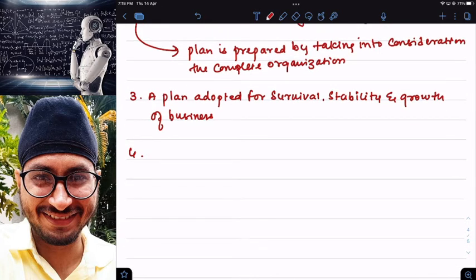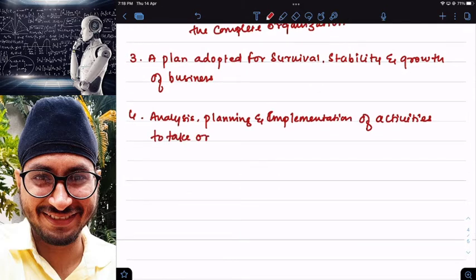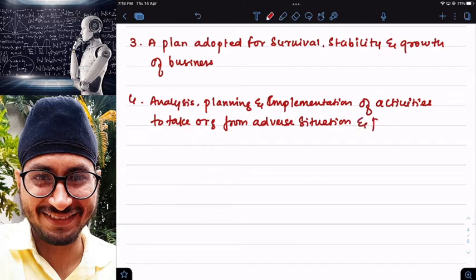It is clear a strategy is nothing but analysis, planning and implementation of activities to take the organization from adverse situations and put the organization in the league of winners.